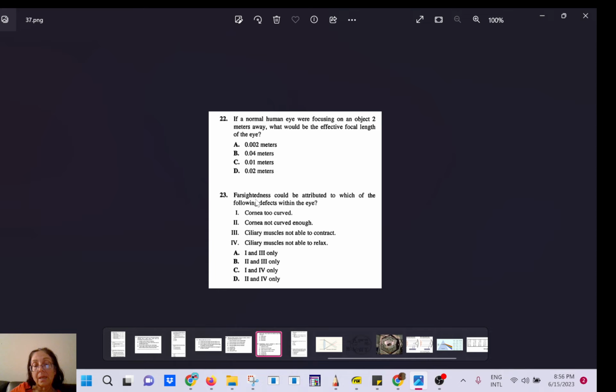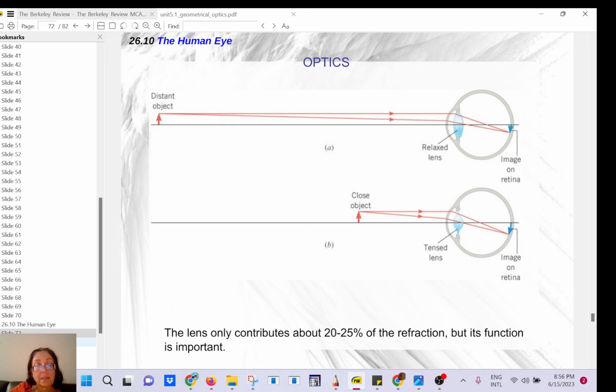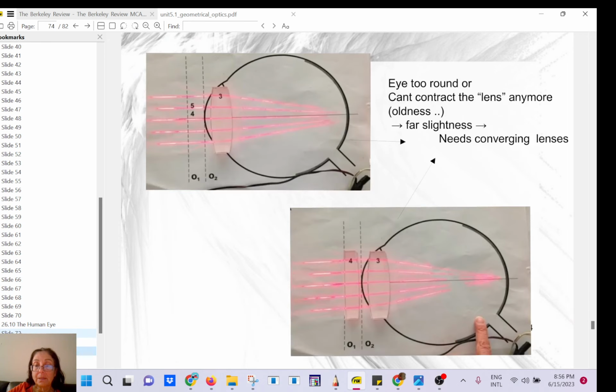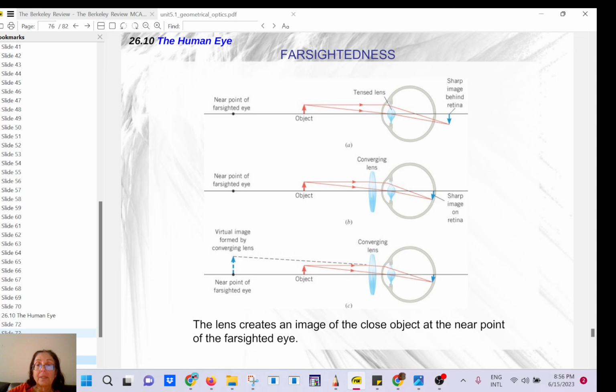Farsightedness. Farsightedness means you can see far, but you cannot see close. Okay, so let's see if we have that issue here. Farsightedness means you can see something very, very far, but when the object is very close, then it will be fuzzy. Okay, because actually the image will be formed here beyond the retina.